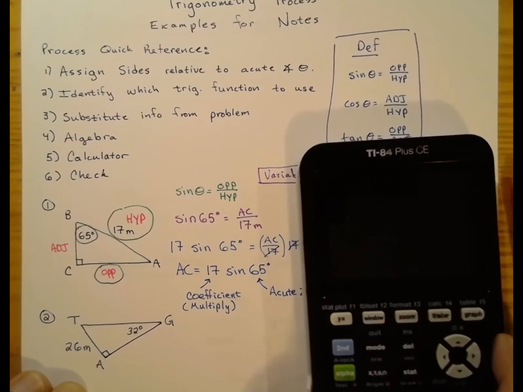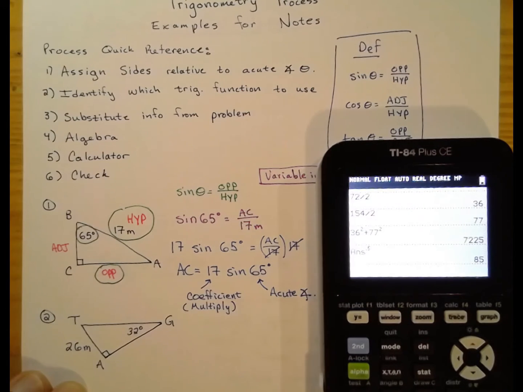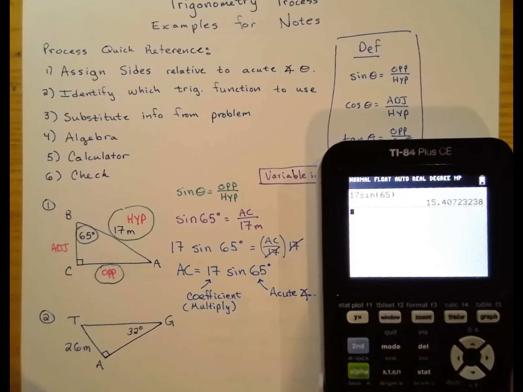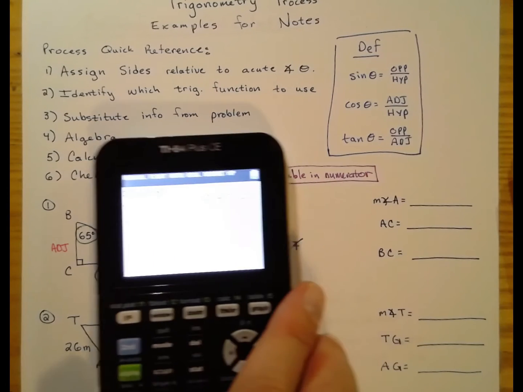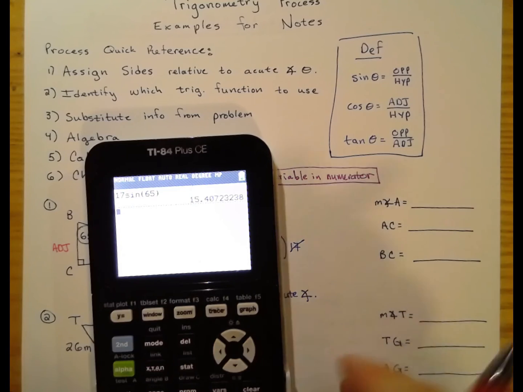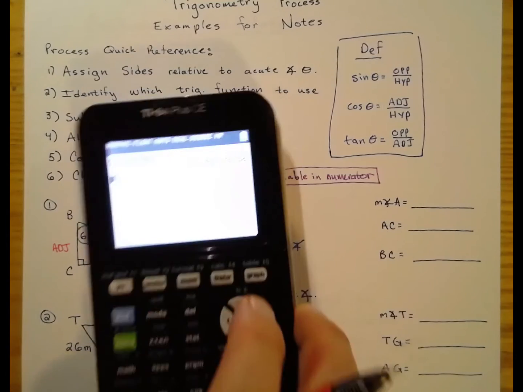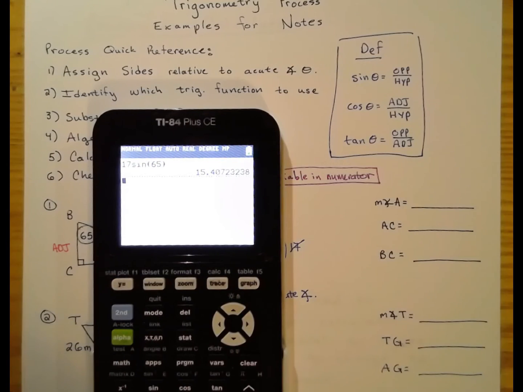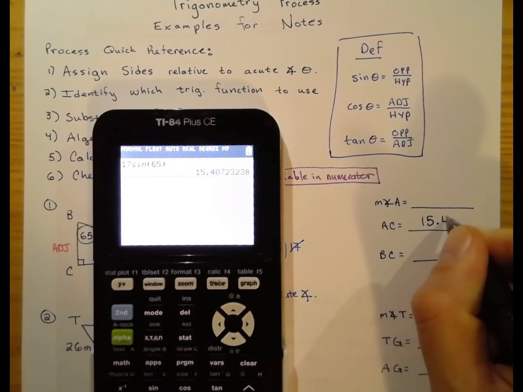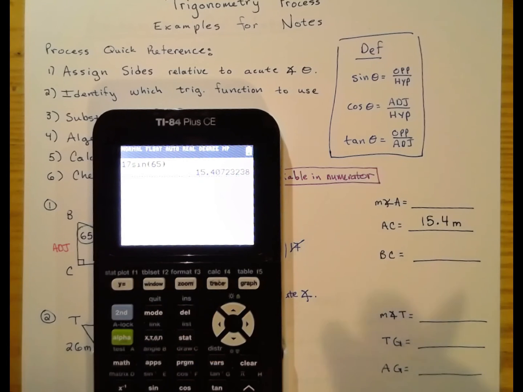Most of you, hopefully, will be able to pick up your calculator at this point and just enter it exactly as you see, 17 sine 65, and hopefully get 15.407. So this is AC. We'll just write 15.4. That's in meters for our final answer.